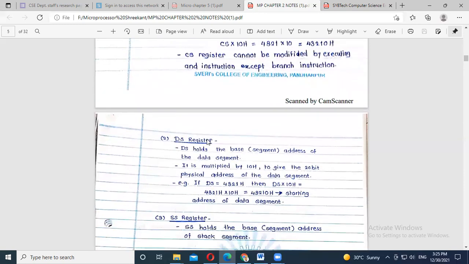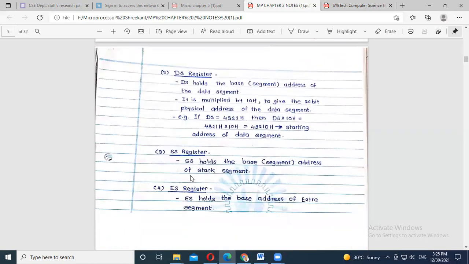And the next one is the DS register. It is also used to hold a base address. DS is used to hold the base address of the data segment, and it is multiplied by the 10h value to give the 20-bit physical address. Physical address calculations will come in the next topic, and I will explain at that time. Just note that DS is also used to generate physical addresses.